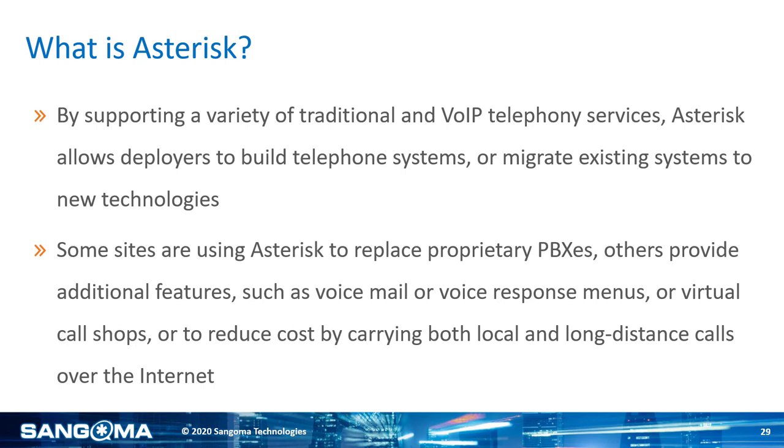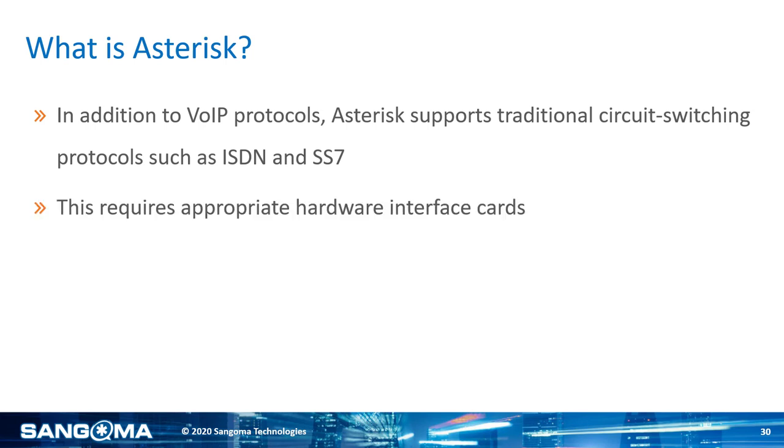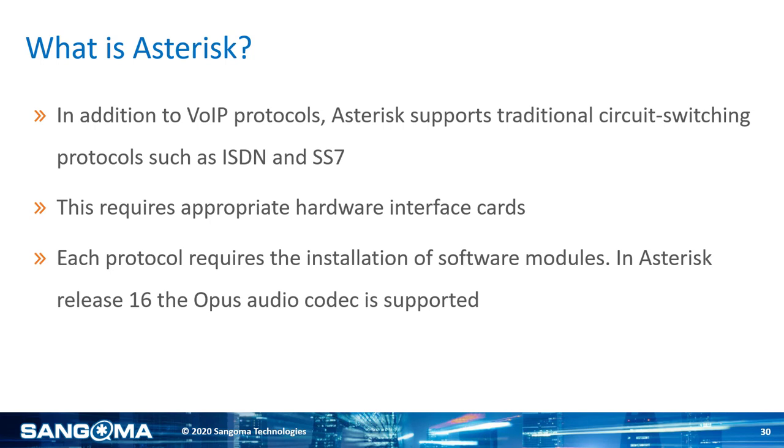In addition to VoIP protocols, Asterisk supports traditional circuit switching protocols such as ISDN and SS7. This requires appropriate hardware interface cards. Each protocol requires the installation of software modules. In Asterisk Release 16, the Opus audio codec is supported.